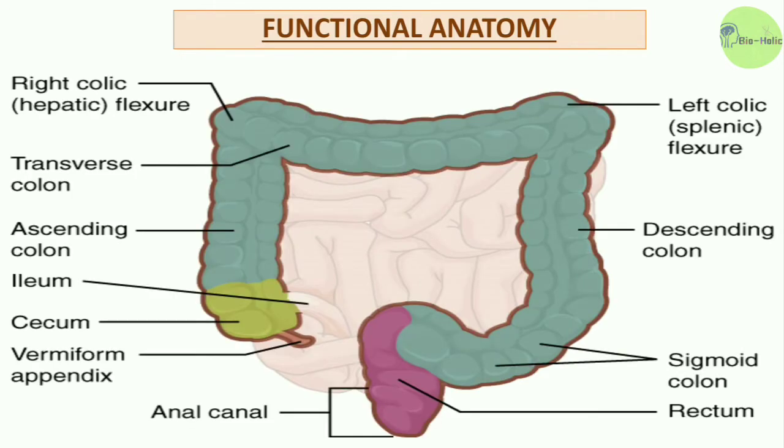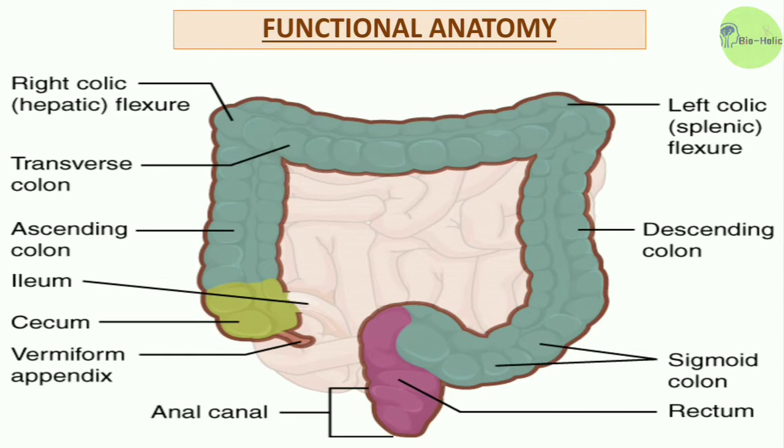The large intestine is a tube about 6 cm in diameter and 100 cm in length. It consists of many parts. Number one is the cecum, which is a blind-ended sac into which opens the lower end of the ileum. The ileocecal junction is guarded by the ileocecal valve, which allows inflow but prevents backflow of the intestinal contents.